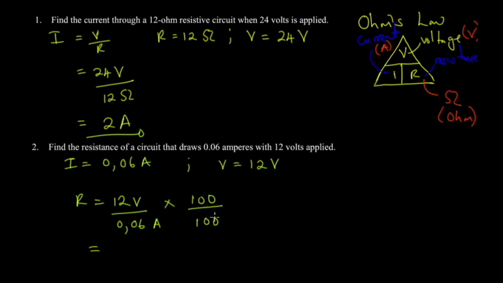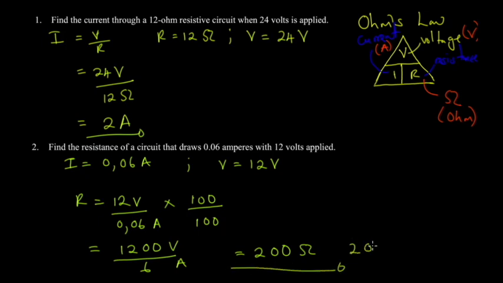But to maintain the balance, we have to do it at both the top and the bottom, because 100 over 100 is simply 1. We're not changing anything. So here you'd get 1200 volts over 6 amps. Thereby you can just say 6 into 12, then you get 2. So you get 200 ohms. If you want, you can say 200 ohms, like this. It'd still be okay.